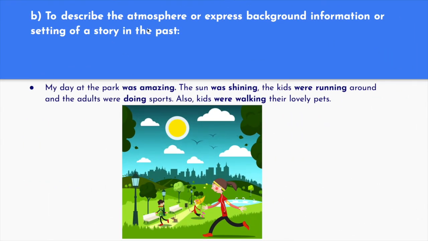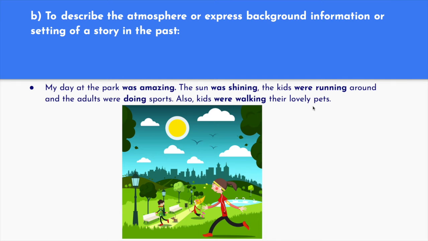Second use, to describe the atmosphere or express background information or the setting of a story in the past. So we've got a picture here, and I want to describe the setting. I want to express background information. What is happening here? Let's see this description. My day at the park was amazing. The sun was shining, the kids were running around, and the adults were doing sports. Also, kids were walking their lovely pets.